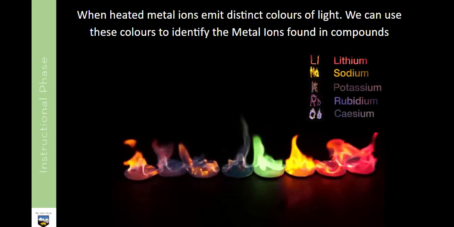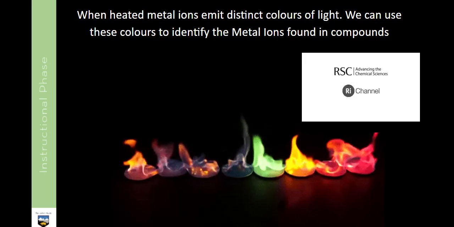So it's the distinct colours that are given out by these metal ions that allow us to identify them. You can also see metal ions producing nice colours in the northern lights.